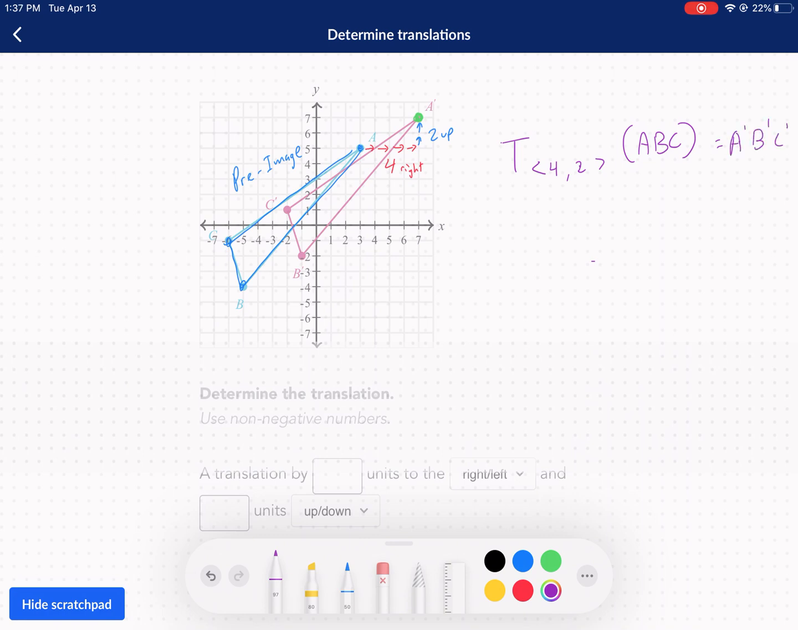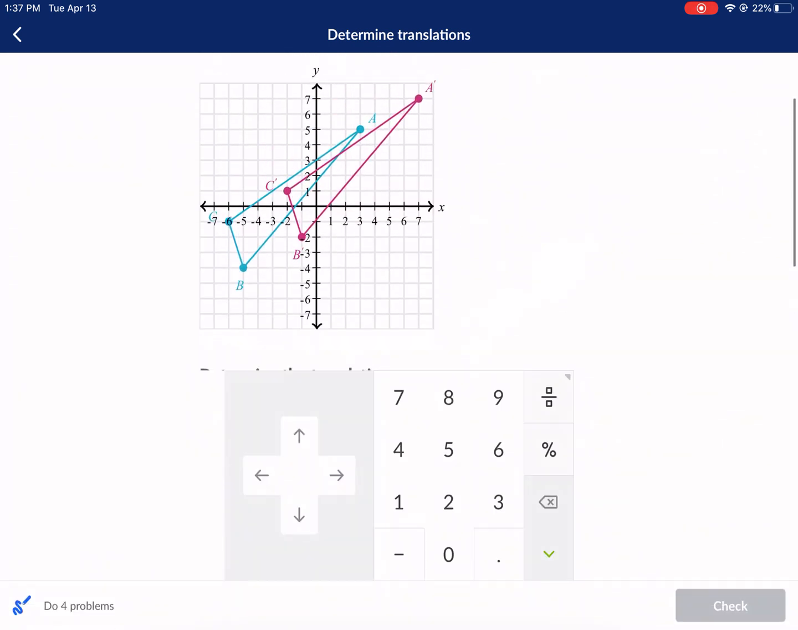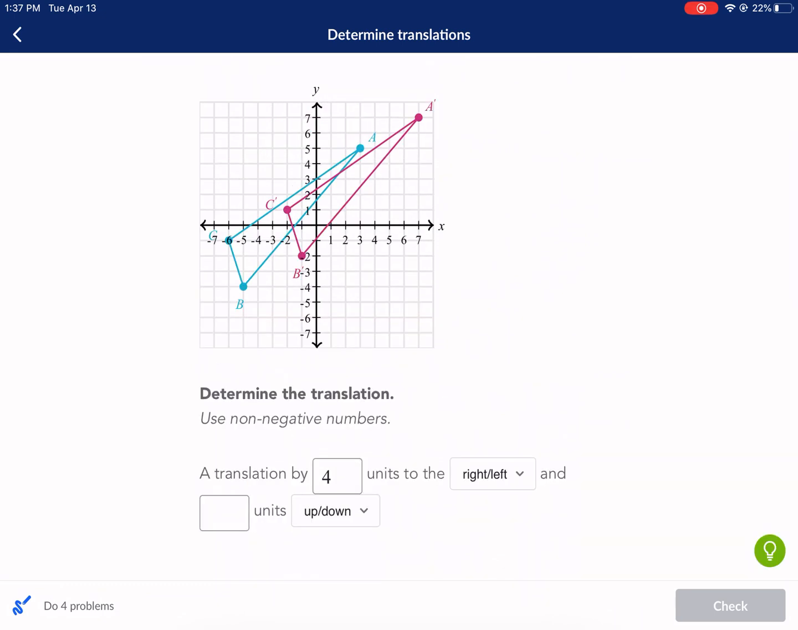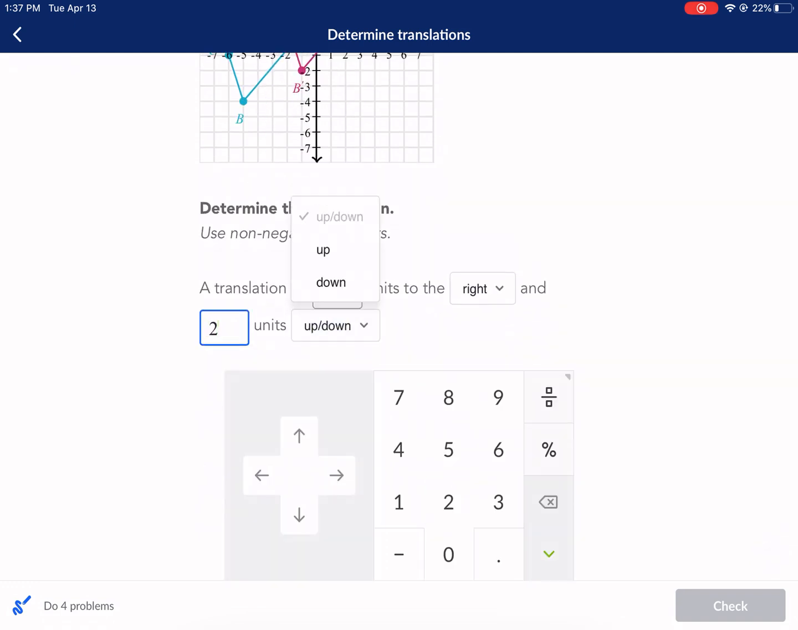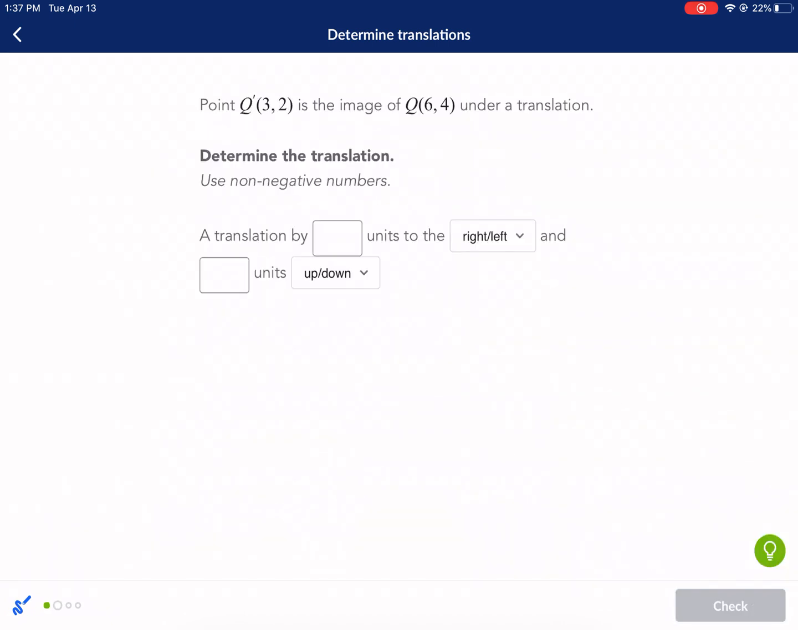And then you have it equal to A prime, B prime, C prime. But Khan Academy is just asking for more simple. It's asking that we're going 4 units to the right, and then we already said it was 2 units up. And we check it. All right, next question.